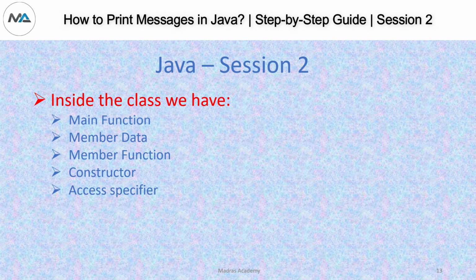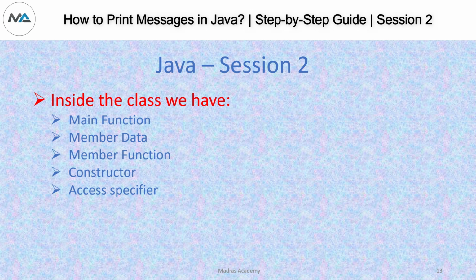So how to write the main function? We'll see that. And then member data. Whatever variables we are going to declare, those variables are called member data. We can declare that variable with a value or without a value. So how to declare the variables in Java? We'll see that, I will explain it to you separately. And then we have member functions, and you can create a customized function. Whatever functions you need, you can create for your class code.